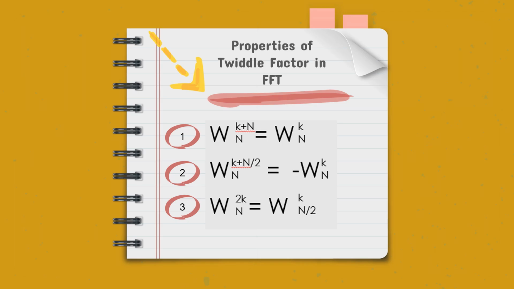There are 3 properties of the twiddle factor in FFT. For the first one, we have W_N to the power of k plus N equals W_N to the power of k. While the second twiddle factor property is W_N to the power of k plus N by 2 equals negative W_N to the power of k. For the third one, we will have W_N to the power of 2k equals W_(N/2) to the power of k.